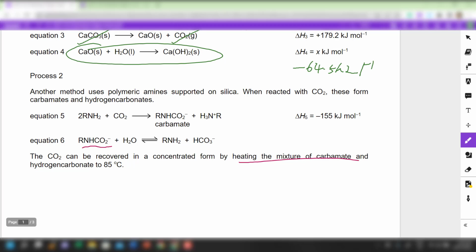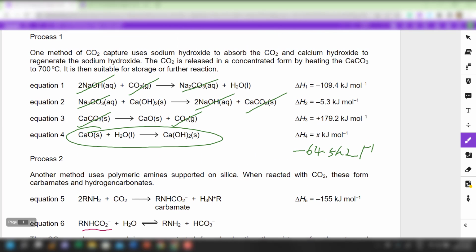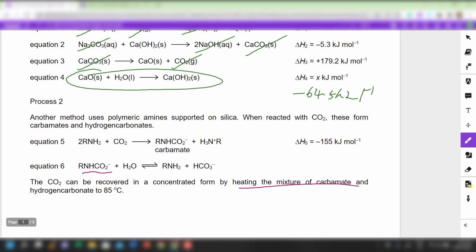So in that case, our conclusion would be we prefer process 2 because it's more favorable, and I can recover the CO2 simply by heating the mixture of carbamate and hydrogen carbonate to 85 degrees C. Process 1, I need to heat it to 700 degrees Celsius. So in terms of energy requirement, process 2 is less harsh.